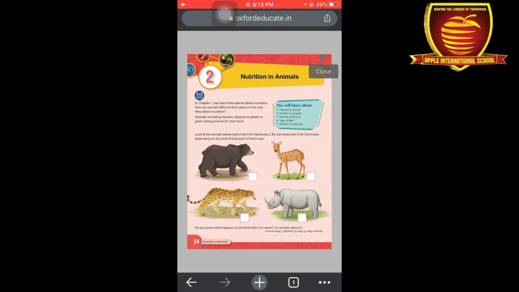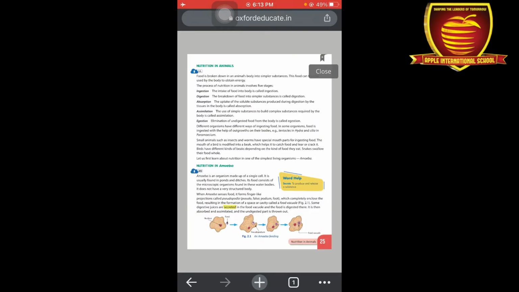Now we are going to start our second chapter, nutrition in animals. We all know that we take food through our mouth. That food is broken down during the process of digestion, means we have to break down the food into simpler substances. Between that process there are many stages. Nutrition in animals has 5 stages during the process of digestion.